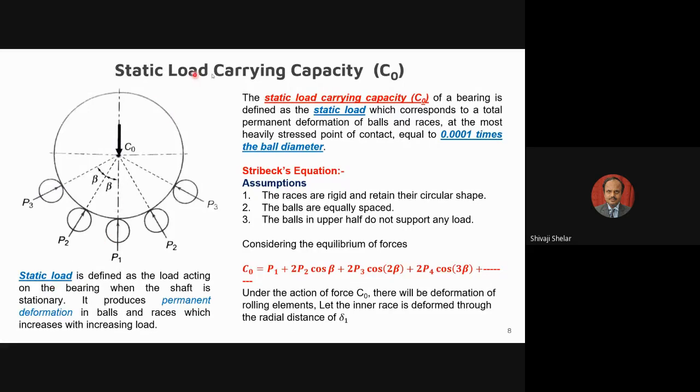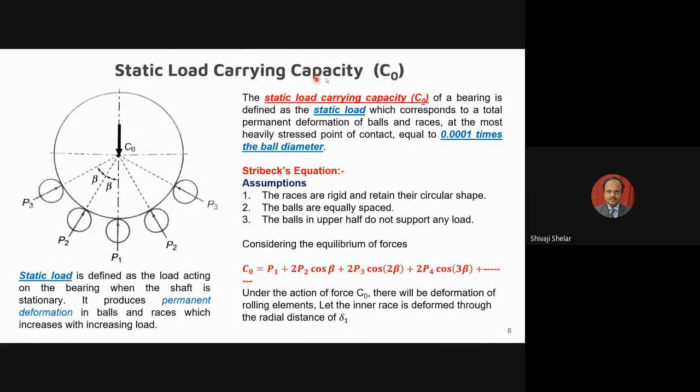It is called static load carrying capacity. This value is tabulated in their catalog for different types of bearing. Based on that, if you find out your load carrying capacity requirement, from there you can select the appropriate bearing.